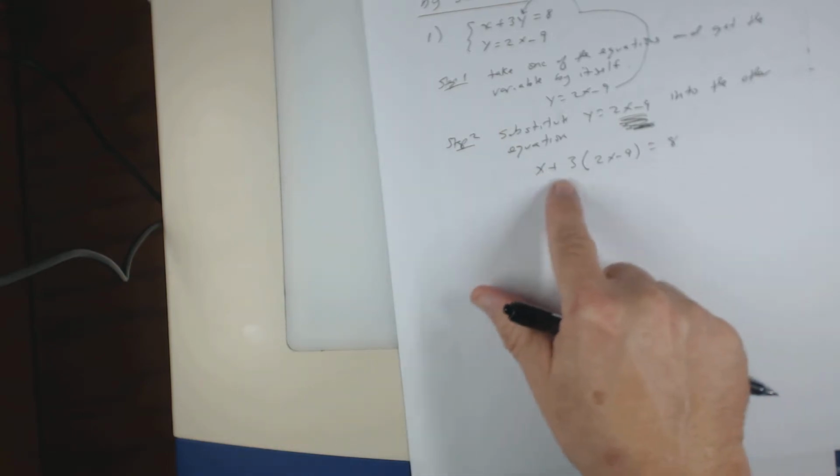Again, you could have used the first equation, got x by itself, but it's easier to use the second because y is already by itself. So then I take this expression here and I plug it into the other equation in place of y. And this is what I get. So now notice I have a linear equation with just x's in it. Do you see any y's in here?